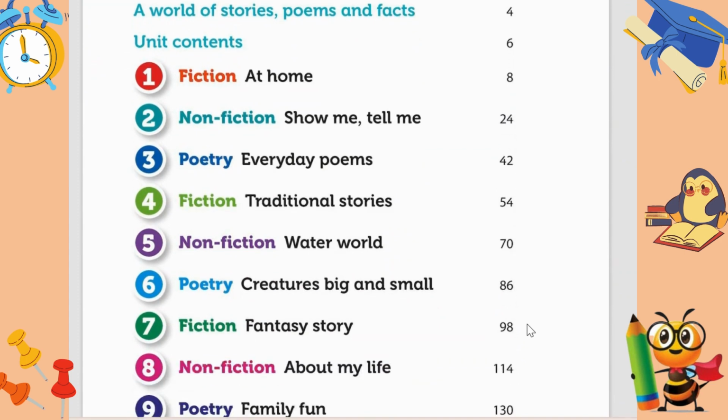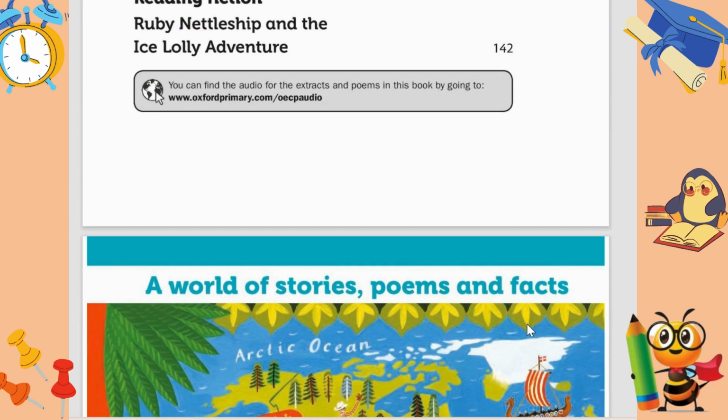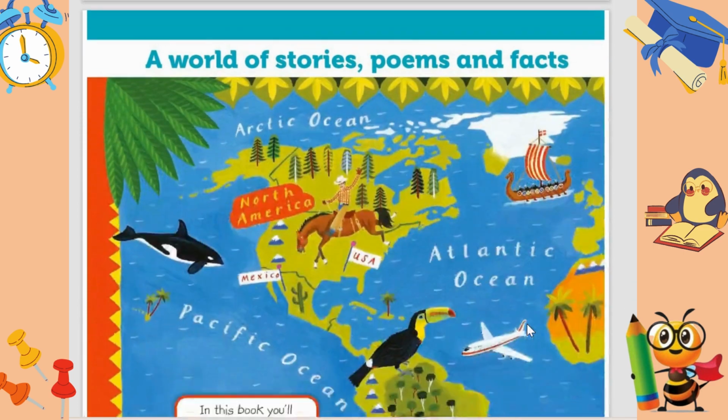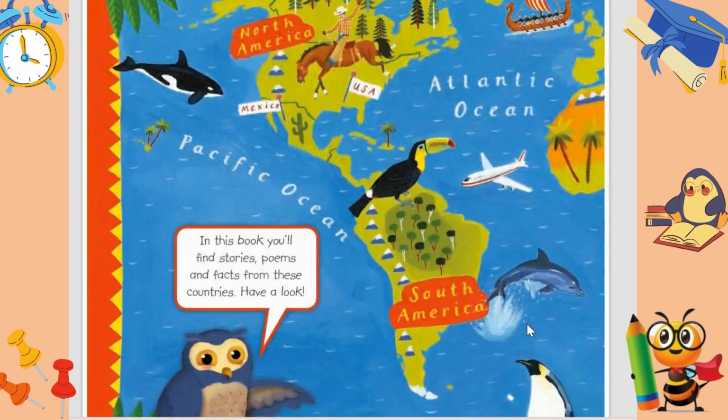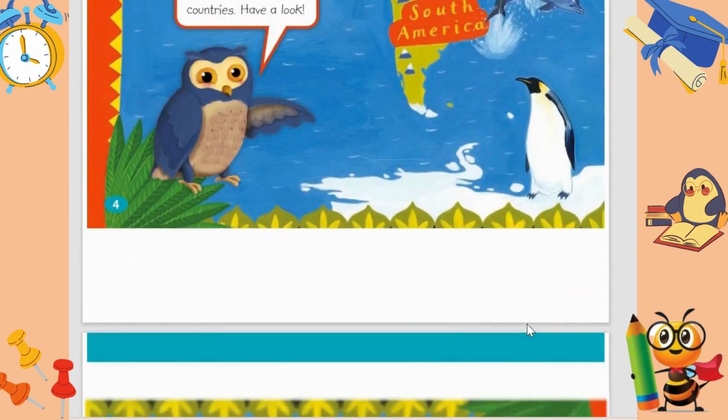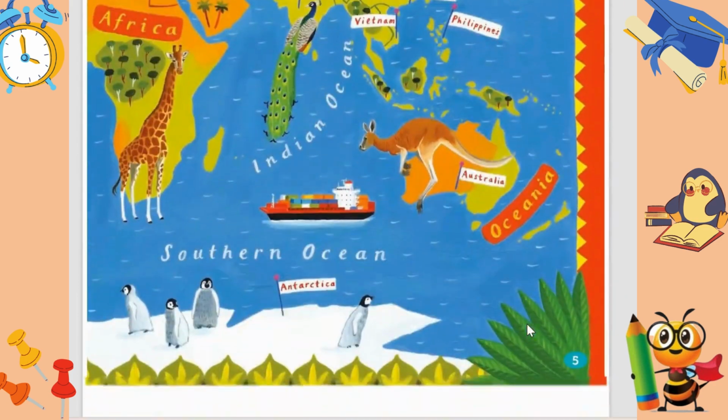The contents number 1 unit is our fiction, that is at home. Fiction mainly means the story we created by ourselves, and there's a world of stories. This book consists of many stories from USA, America, North America, Pacific Ocean, and all that. So they are telling about that.